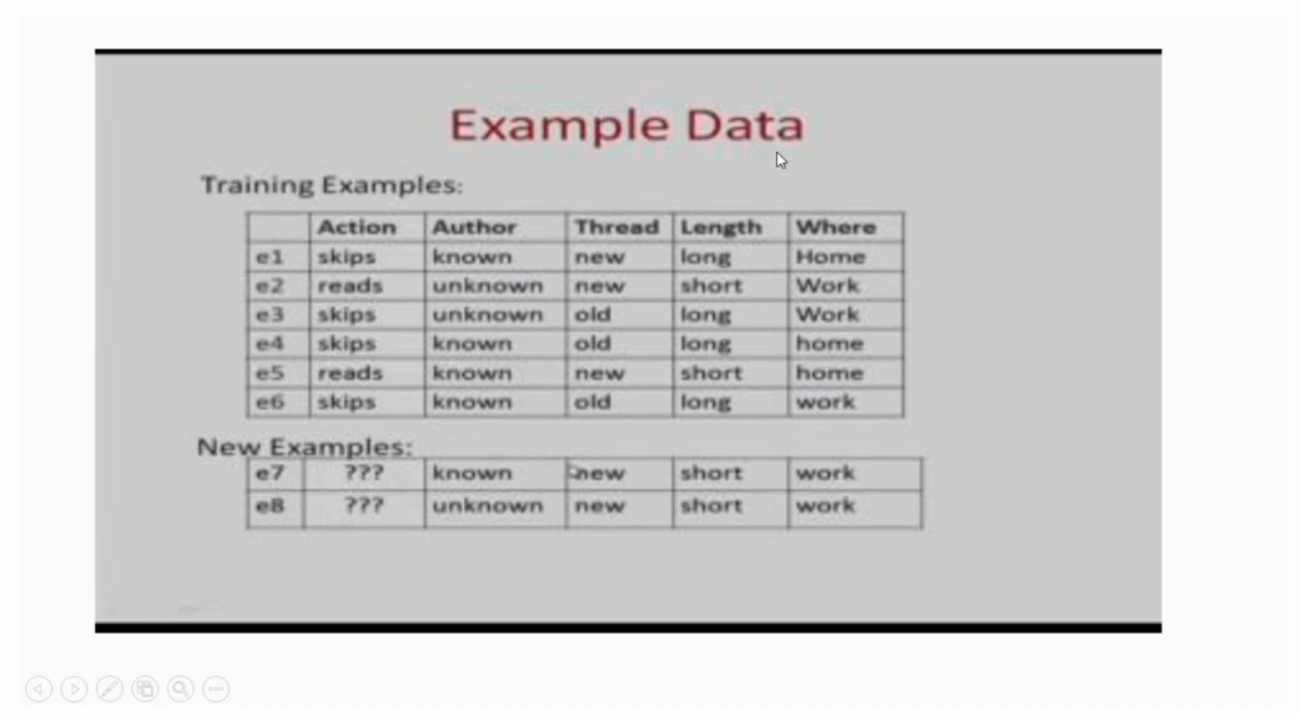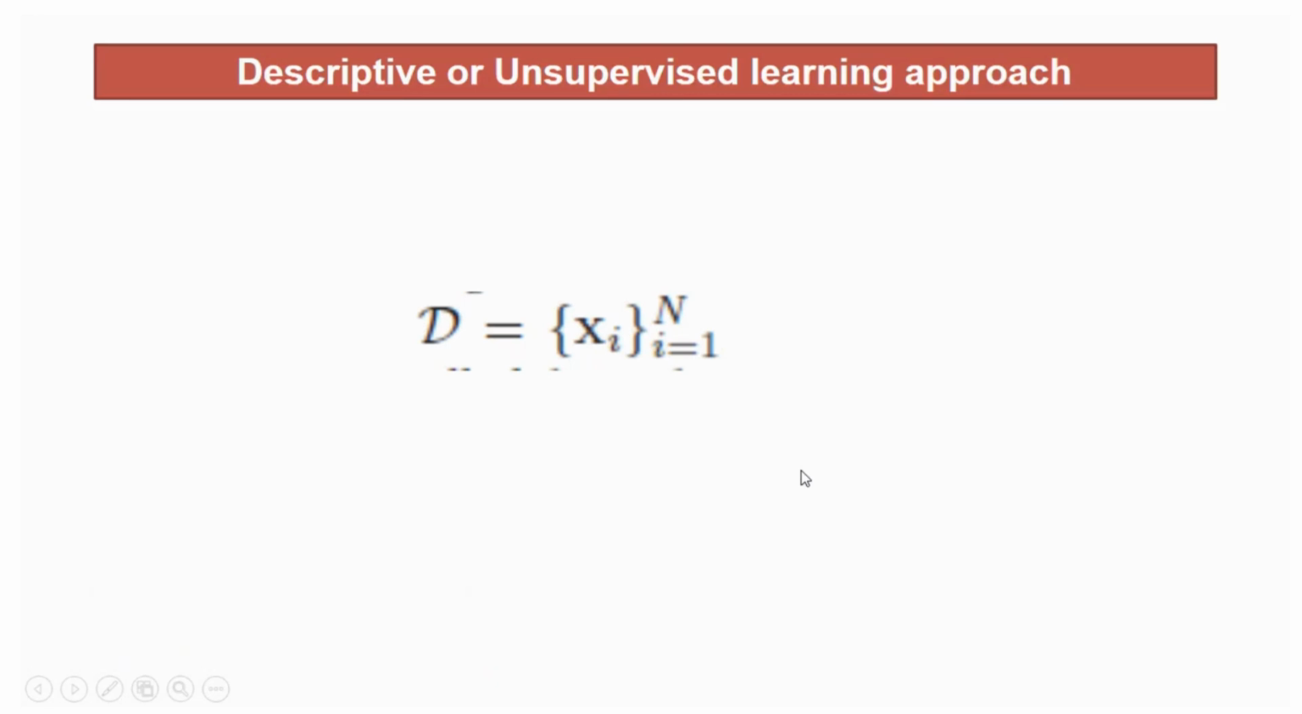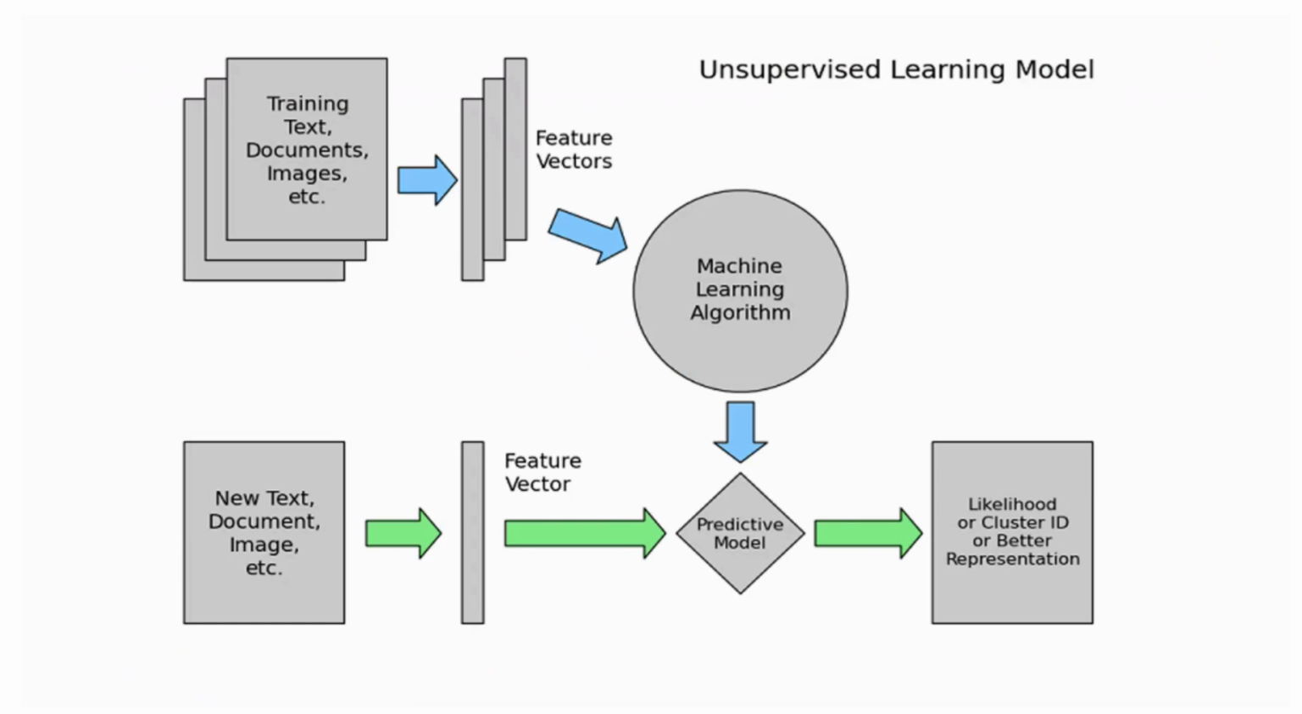In this example data, you see the training examples are a labeled set and the new examples are not labeled. The action has to be predicted here. The question mark stands for the label, meaning the classification has to be predicted. As usual, the other features are given in the new sample too, but the action, that is the label, is not given. Based on the learning from these training examples, we have to predict the appropriate class for these features, right?